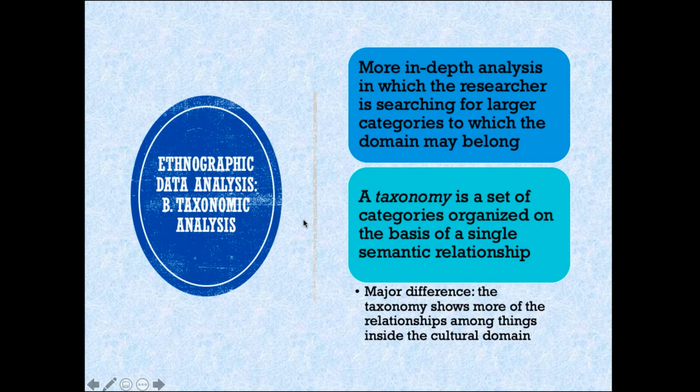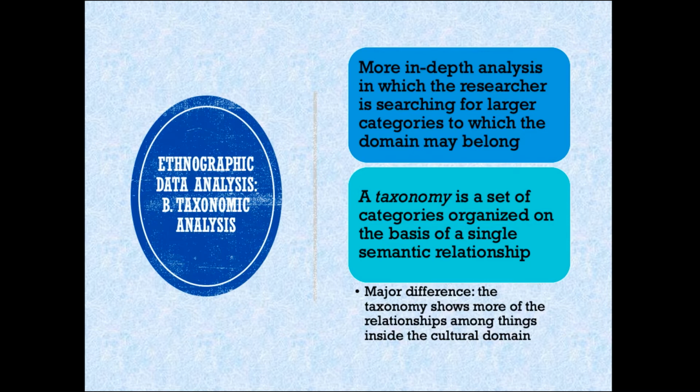Then you go to the second, which is taxonomic analysis, a more in-depth analysis in which a researcher is searching for larger categories to which the domains may belong. For example, one domain is lack of food. Another domain is I don't have clothes. Another domain is I am sick or I cannot go to a hospital. So what is the larger category that these domains may belong to? We can say living in poverty. So poverty as a category contains those three domains, which are lack of food, lack of health, and lack of clothes.